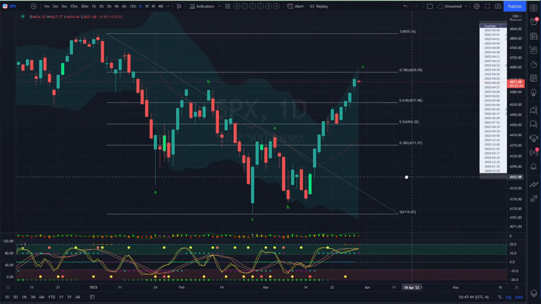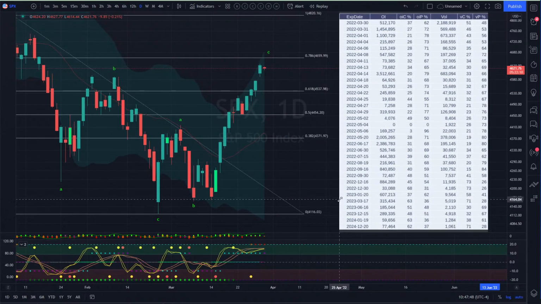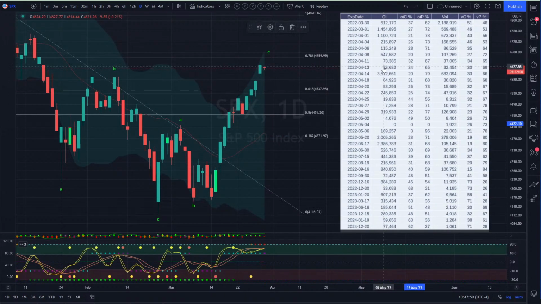First is the options open interest. Let's take a look at this for a moment. First thing that we can see here is for the April 14th expiration, there are 3.5 million contracts, and this is on SPY, that are open right now. 3.5 million contracts are open. 20% of them are calls. 79% of them are puts.